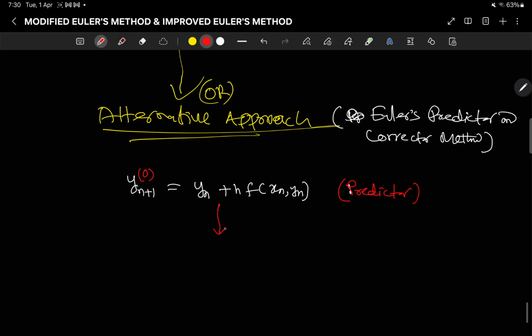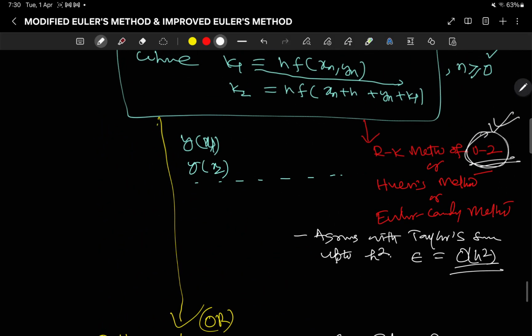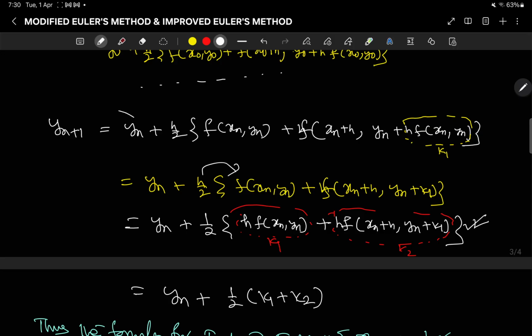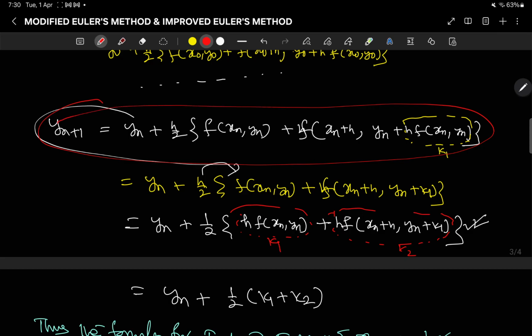Now we improve it. How do we improve it? Here yn plus 1 by the improved method. You know the formula. This is the formula. You improve it by using this, where this yn will come from the Euler's method, or it will be seen as yn 0. This is my initial formula, so you improve it by using this.